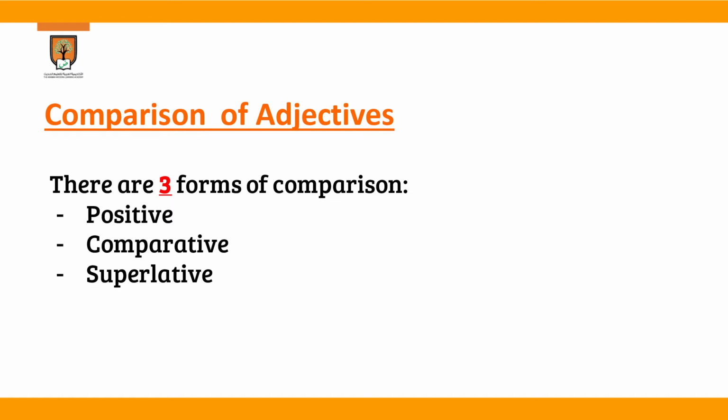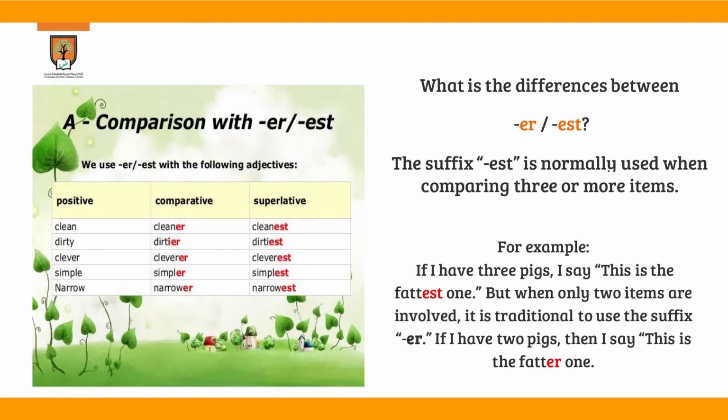Comparison of adjectives. There are 3 forms of comparison: positive, comparative, and superlative. So what is the difference between ER and EST? The suffix EST is normally used when comparing 3 or more items. For example, if I have 3 pigs, I say, this is the fattest one. But when only 2 items are involved, it is traditional to use the suffix ER. If I have 2 pigs, then I say, this is the fatter one.